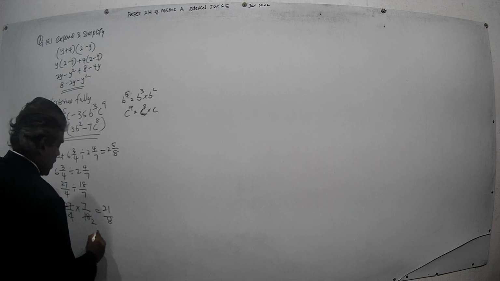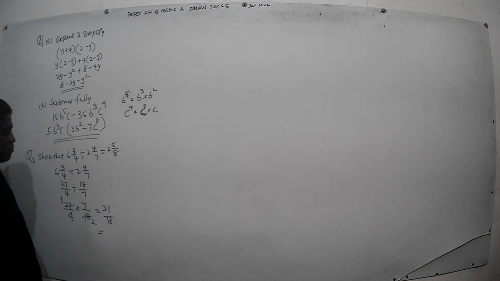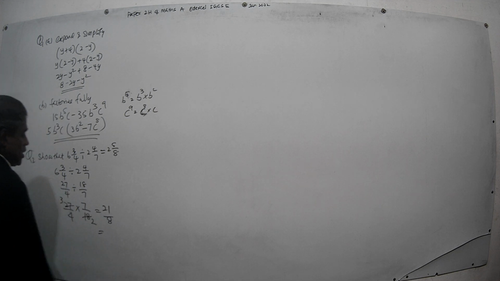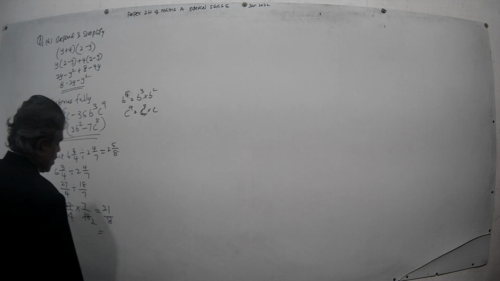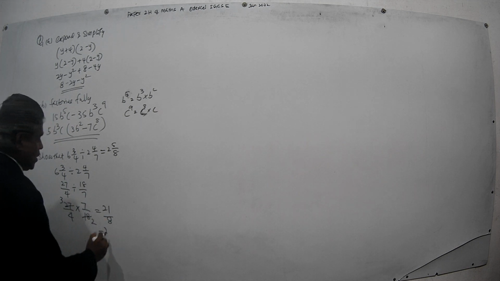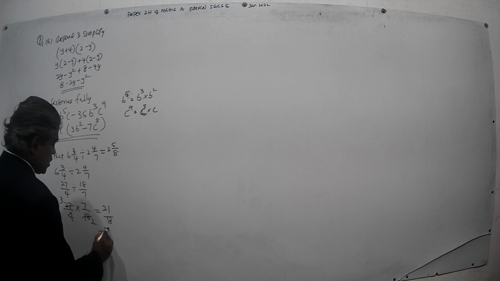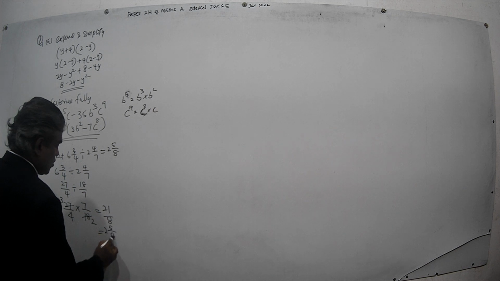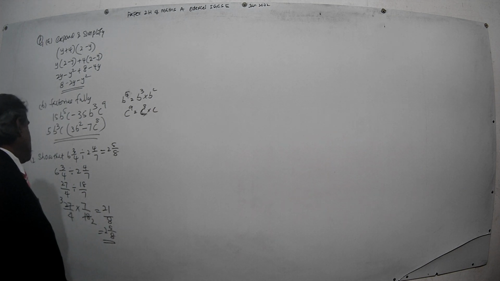Then you can convert this into a proper fraction. Now it is an improper fraction. Convert this to a mixed number. 8 times 21 is 2, 16. Then 21 minus 16 is 5. Like this. Okay, question 2.